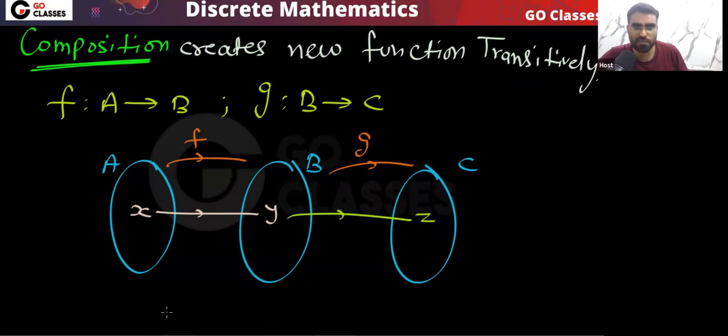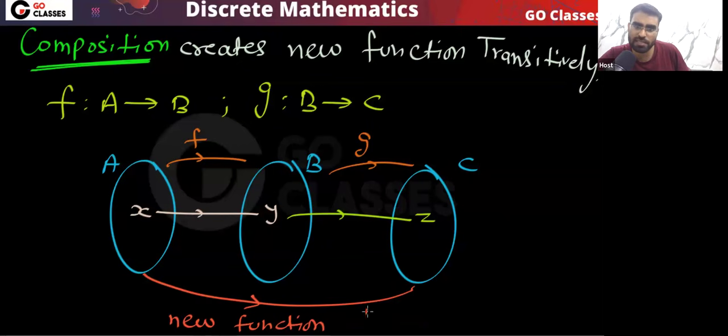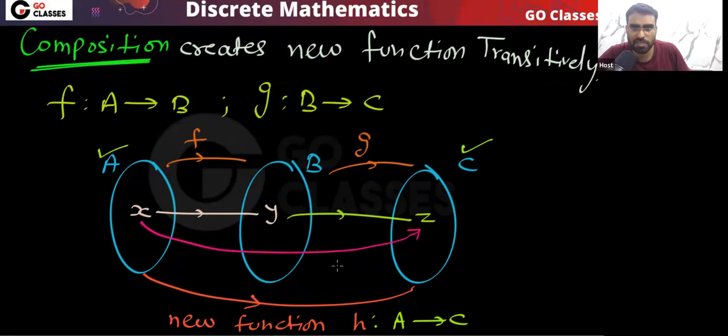Now what will this new function do? You can create a new function from A to C. Let me call it H. This new function is from A to C, from this set to this set, and it will relate the element X to Z in H. So this is the point.